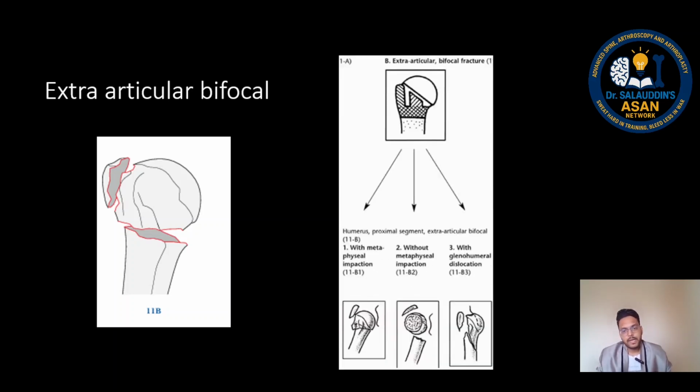Coming to extra-articular bifocal fracture, 11B is again divided into 3: 11B1, B2, B3. So 11B1 is metaphyseal impaction, the two parts that are impacted into the metaphysis. Without metaphyseal impaction or displacement is 11B2. And if there is an associated glenohumeral dislocation, then it is 11B3. So this is extra-articular bifocal 11B.